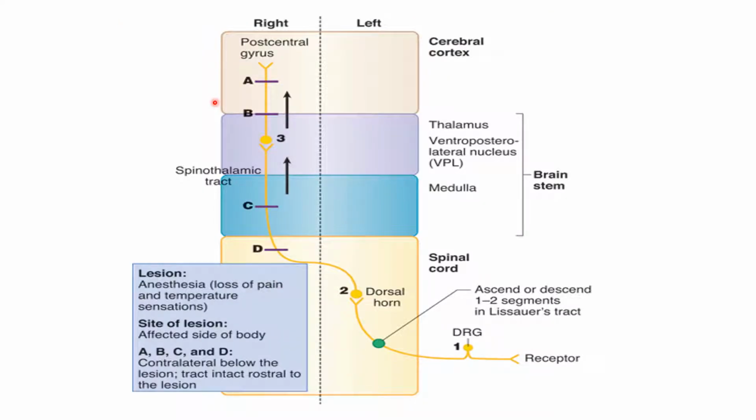The effect of lesions is demonstrated here symbolically, and that is in the cerebral cortex. All of these are in reference to anesthesia in which there's a loss of pain and temperature sensation, and that is in the cerebral cortex, in the internal capsule, in the thalamus, that is in the VPL nucleus of the thalamus, in the brainstem, all the way down through the medulla, as well as in the spinal cord. Damage to any one of those locations will produce contralateral deficit below the lesion.